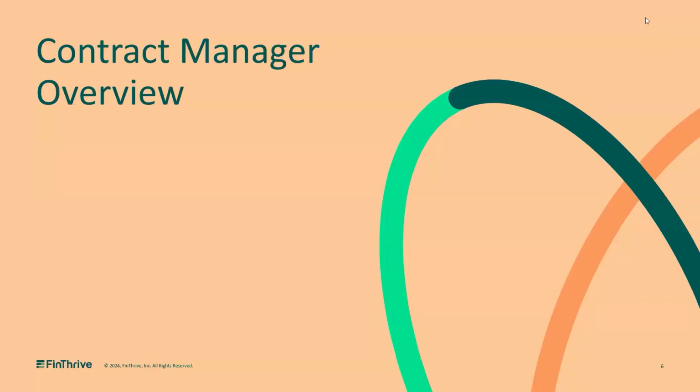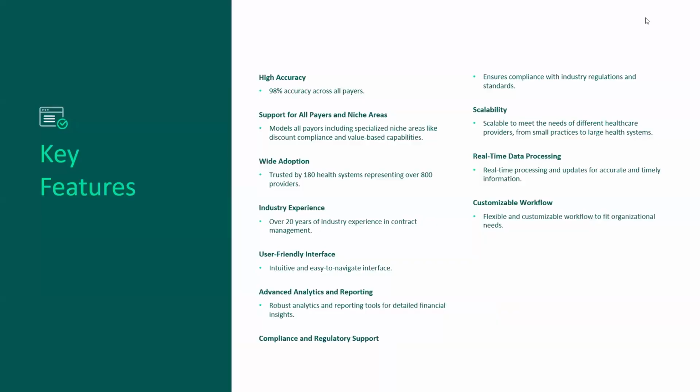As we look at the overview, think about some of the key benefits. Again, think about the high accuracy across all different types of commercial payers, Blue Cross, Aetna, Cigna, and different types of Medicare Advantage plans. How do we support all that information? We support all payers, including niche areas, and model all payers, including customized scenarios from hospitals to value-based capabilities, with wide adoption. I say this again: 180 health systems representing 800 hospitals or providers.